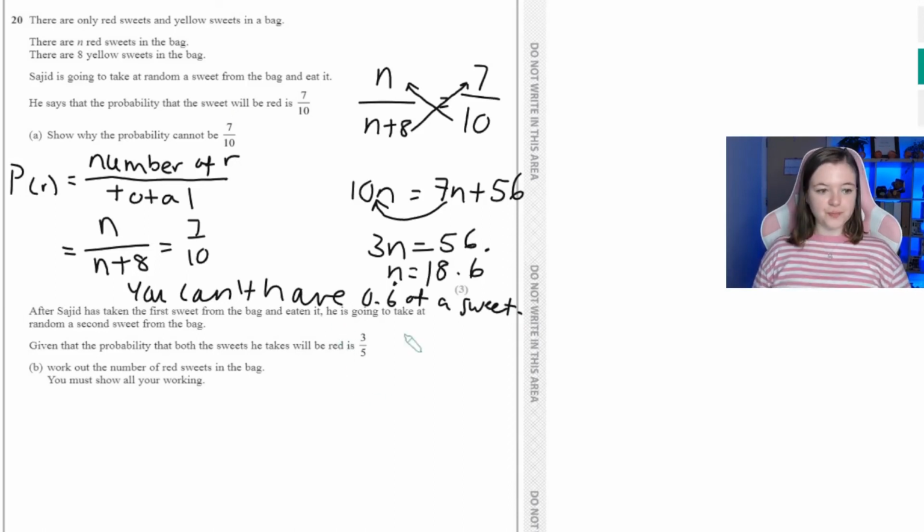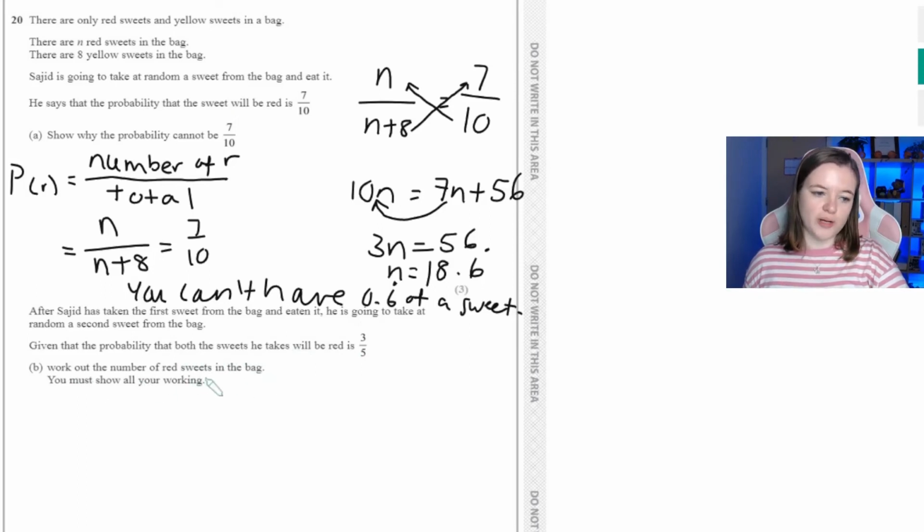Let's move on then. So, after Sajid has taken the first sweet from the bag and eaten it, he's going to take a second random sweet from the bag. Given that the probability that both the sweets he takes will be red is 3/5, work out the number of red sweets in the bag.